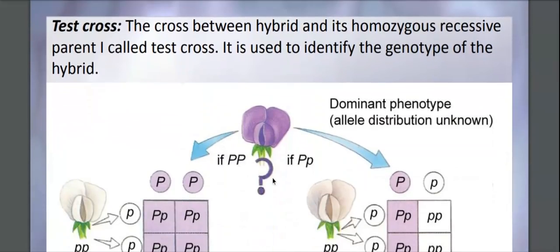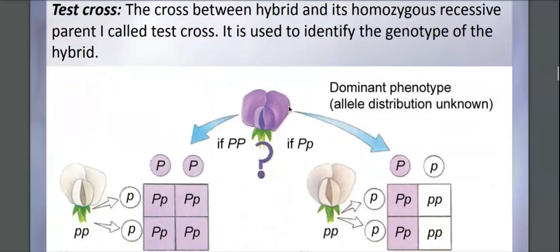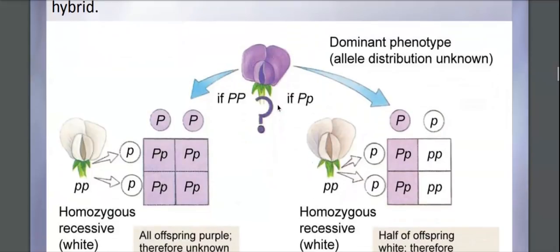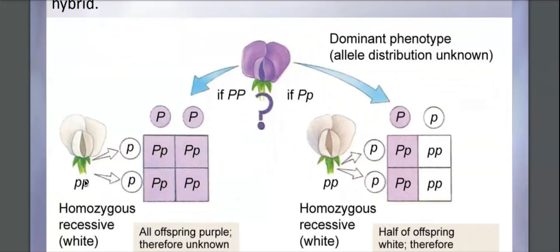Then test cross. Now this is very interesting. Suppose you have a purple pea plant. From that chart, I told you that if the flower color is purple, it is a dominant trait, whereas if the plant has white flowers, it is considered to be a recessive trait. But as we know now, dominant could either be homozygous dominant or heterozygous purple, right? So if it's homozygous purple or heterozygous purple, we don't know the genotype. We only know that the phenotype is dominant purple. So how do we find out? It can easily be found out by crossing with a recessive parent.